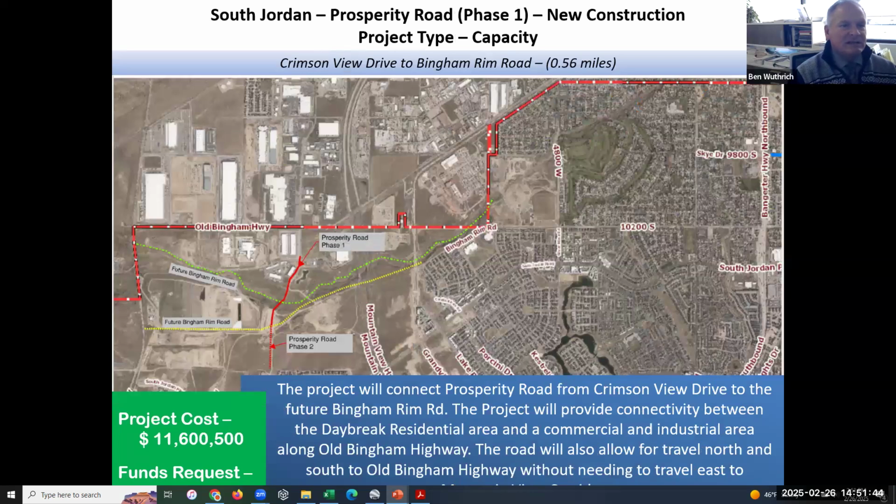The next project is a request from South Jordan on Prosperity Road. This is Phase 1. This is for new construction. This would run between Crimson View Drive to Bingham Rim Road, little more than a half mile in length. Estimated project cost is 11.6 million. Funds being requested are 10.8+ million.